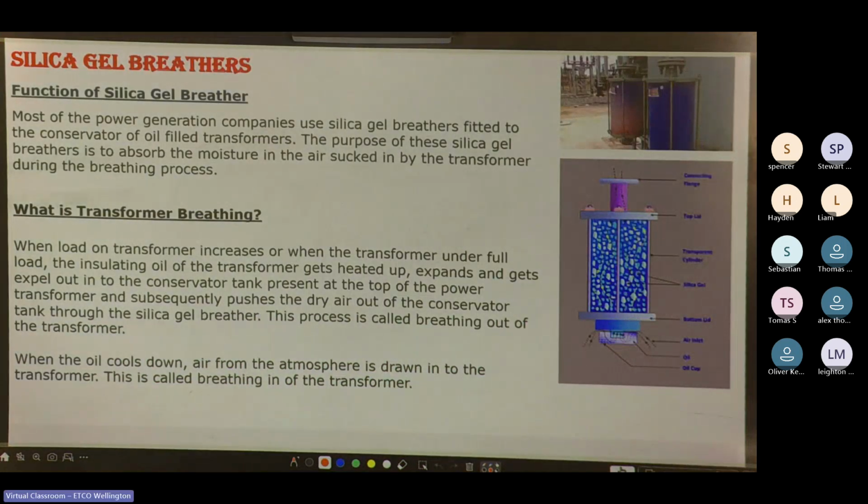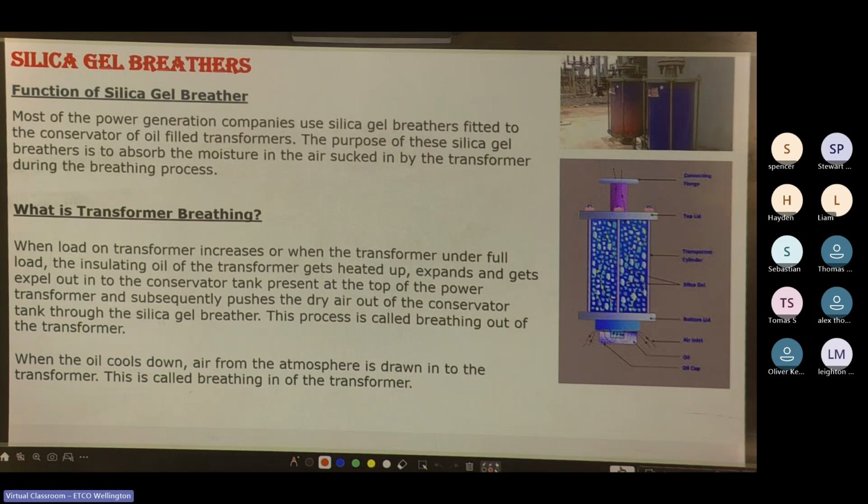Cool. So these are silica gel breathers. They have a special function. Most of the power generation companies use silica gel breathers fitted to the conservator of oil-filled transformers. The purpose of these silica gel breathers is to absorb the moisture in the air sucked in by the transformer during the breathing process. So what is transformer breathing?